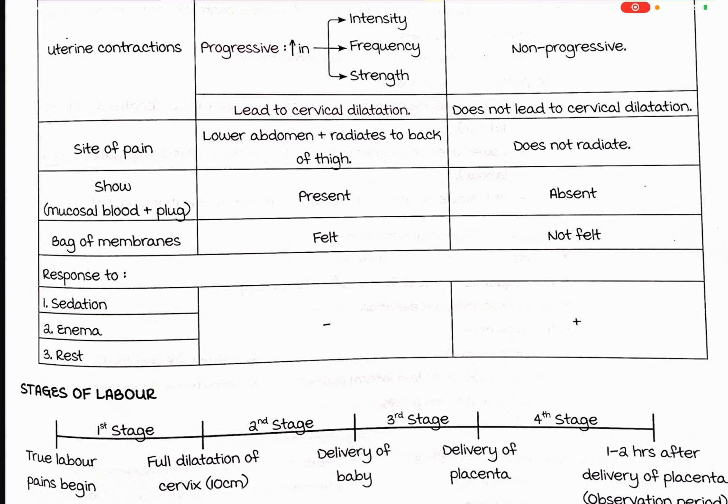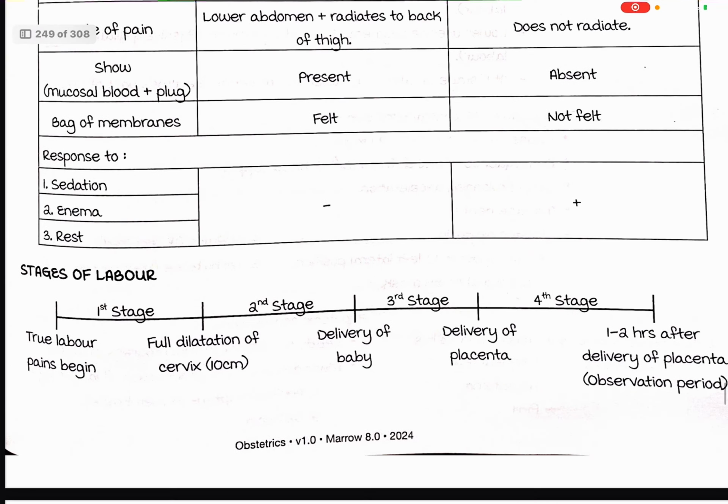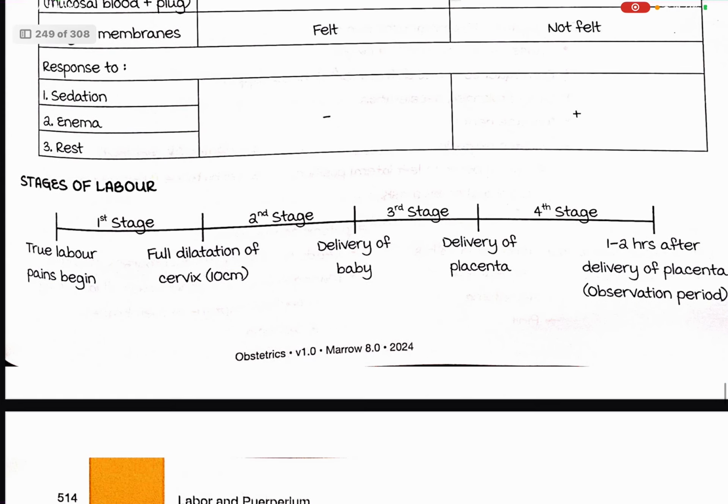Site of pain in true labor pain is the lower abdomen and it radiates to the back of the thigh. There is no radiation in false labor pain, it's just the lower abdomen. True labor pain shows mucosal blood and plug, the show, but it's not so in false. Bag of membranes is felt in true labor pain but not in false. Response to sedation, enema, rest: there is no response in true labor pains, but false labor pains go away by this.